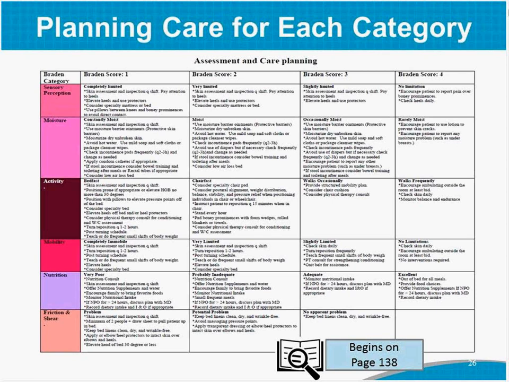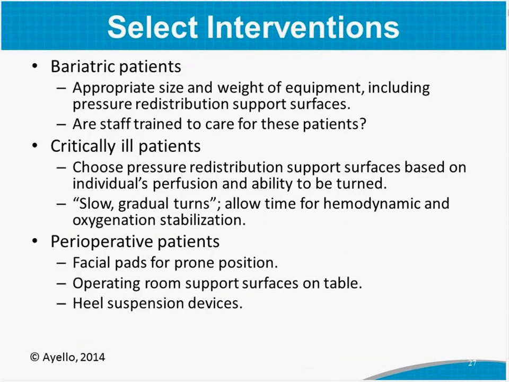So care planning for each category, as you see here, is in the resource section of the toolkit on page 138. So you can refer to that, and it probably will be a lot easier to see than what I have here. But I'm going to break it down and talk about each of the areas in a little bit more detail later on when I give you some specific areas.